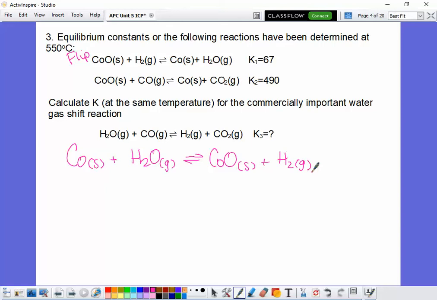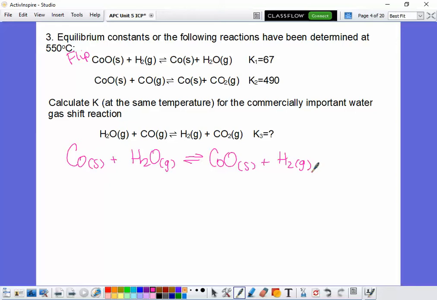Now, in Hess's law, back in thermochemistry, when we flipped reactions, what did we do to the sign of our delta H? We flipped the sign. If it was negative to begin with, we made it positive. If it was positive to begin with, we made it negative, because the opposite process did the opposite thing in terms of endo or exo. Now here, we said we can't have a negative K value. So instead, we're going to take the reciprocal of our original K value.